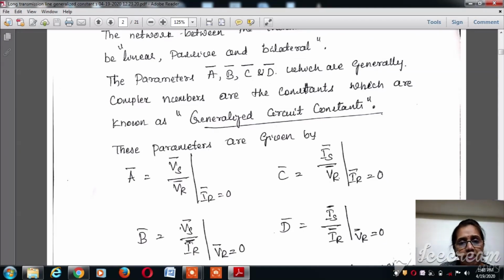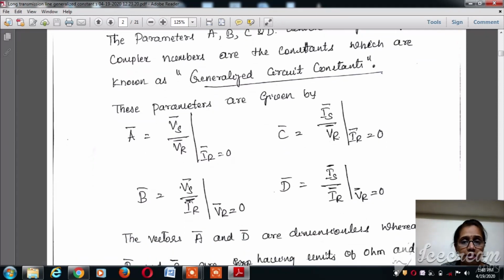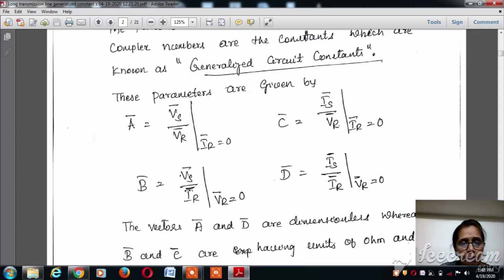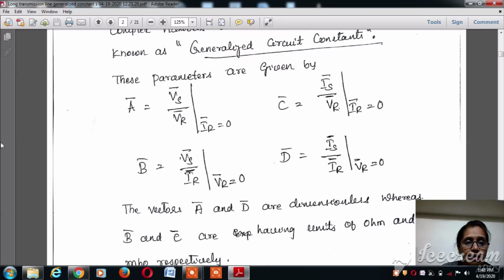So A vector, B vector, C vector and D vector are expressed, and these are all complex numbers. These are the constants known as the generalized circuit constants, and these parameters can be written with respect to the sending end voltage, receiving end voltage, sending end current, and receiving end current. Let A vector be equal to the ratio of Vs to Vr, where the current IR is at 0.